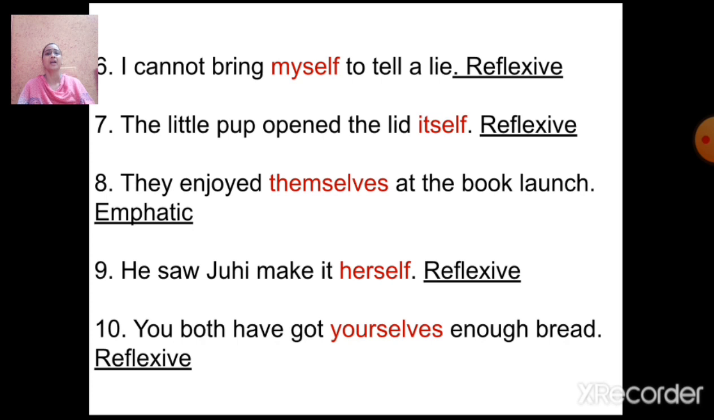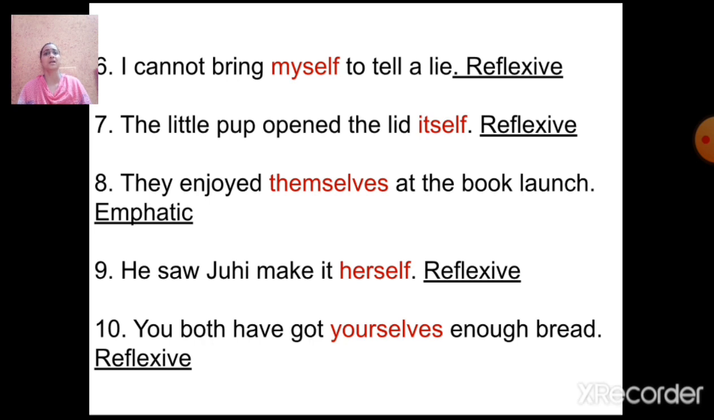Now here if I remove themselves, then the sentence will be they enjoyed at the book launch. Now this sentence makes complete sense. Themselves is used for emphasis. Hence, it is emphatic pronoun. Then, the next is, he saw Jui make it herself. Now, this is reflexive. Then, the next is, you both have got yourselves enough bread.